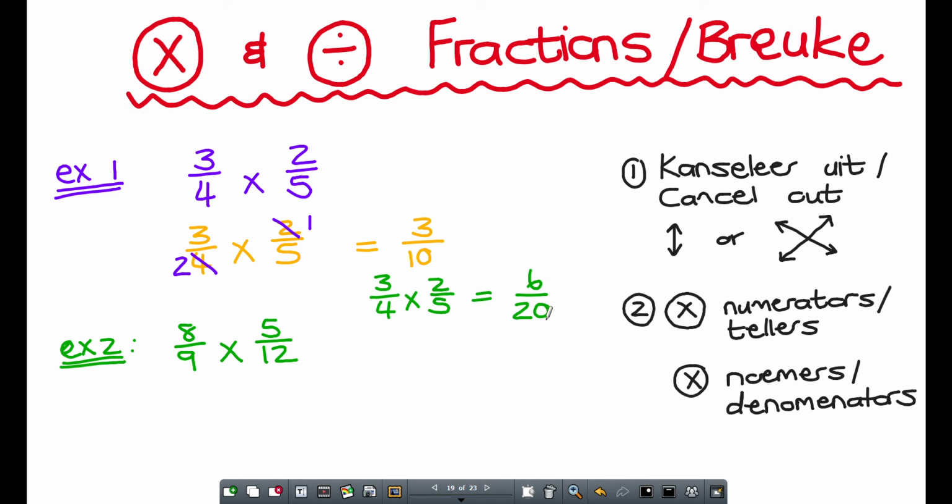20. Now, that 6/20 is not in its simplest form. That can be simplified further. What can go into both of them? 2. Or you could just put it into your calculator, and that's going to tell you that the simplest form would be 3/10. So can you see I get exactly the same as what we had here? So whether you forgot to cancel out or maybe you missed something with the cancelling out, doesn't matter. Okay? You will just have to simplify right at the end.